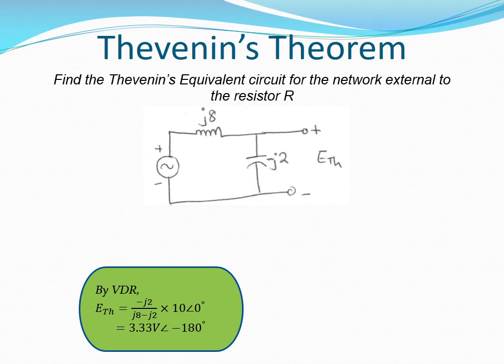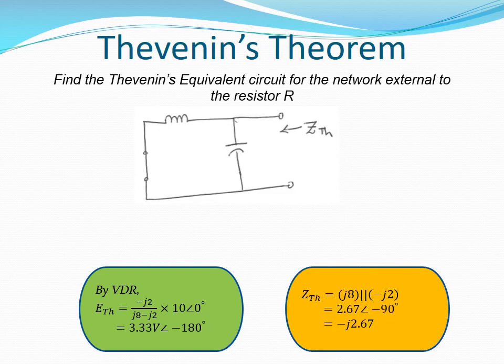We go on to determine the Thevenin's impedance. We short circuit the voltage source. This is the circuit that we obtain. The Thevenin's impedance works out as minus j2.67 ohms. Therefore, the Thevenin's equivalent circuit is made up of a voltage source and a capacitance. The voltage source rating is 3.33 volts at minus 180 degrees, and the capacitive impedance is 2.67 ohms.